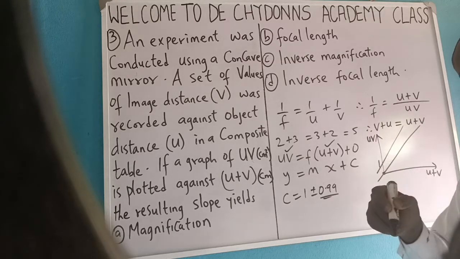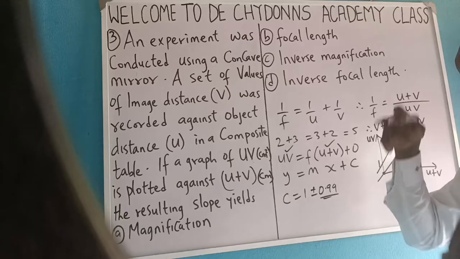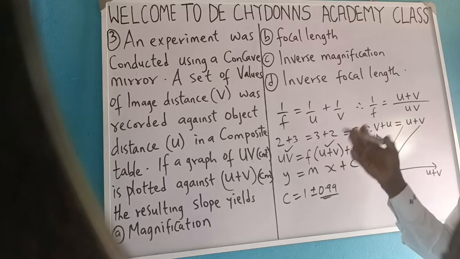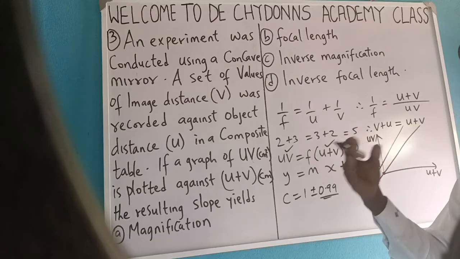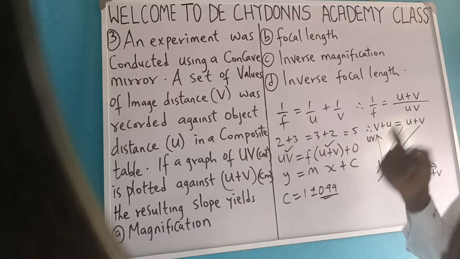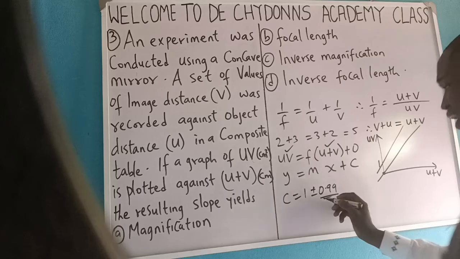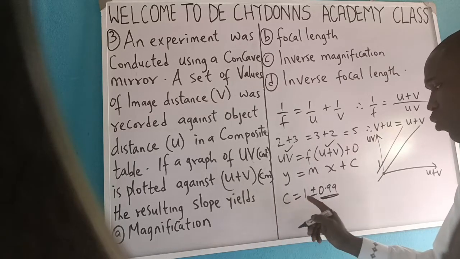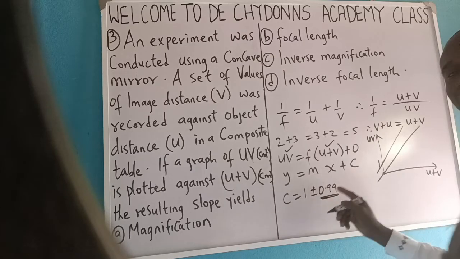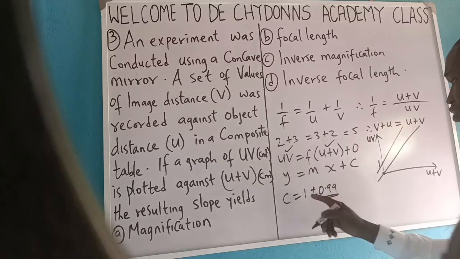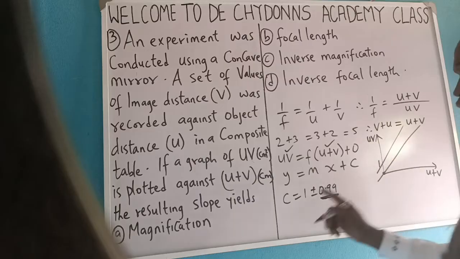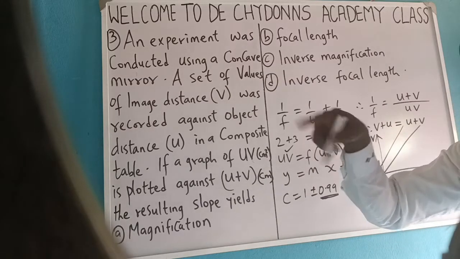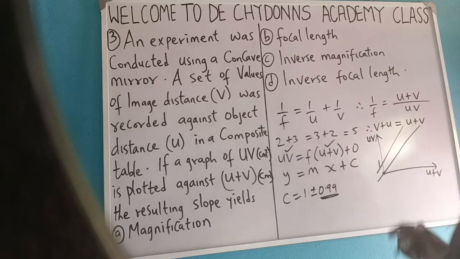Check our videos on our channel. You will see videos where we show how to find the error in the intercept. Watch them and see what to do. After solving it, let's say we got this. You will say my intercept is equal to 1 plus or minus 0.99. That means 1 plus this can be the answer, or 1 minus this can be the answer. One of them must give you the answer they have in the marking script.